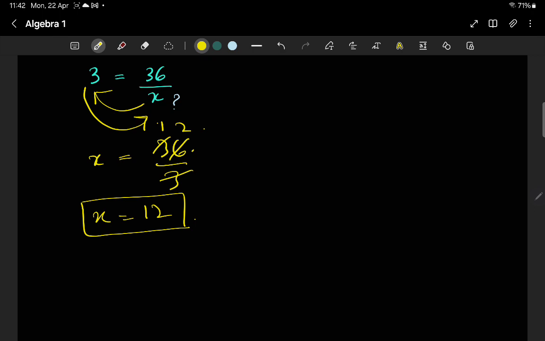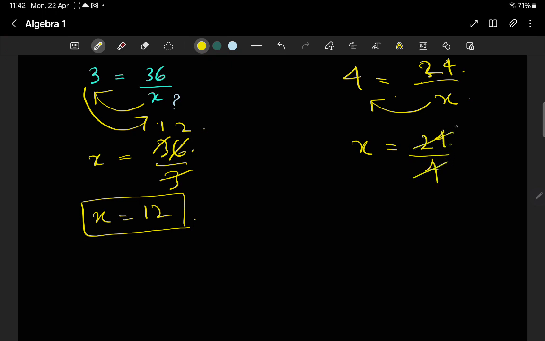Or for example, let's see another question. We have 24 over x. So we send x here, 24 over 4. 4 times 6 is 24. So x equals 6. This is the answer.